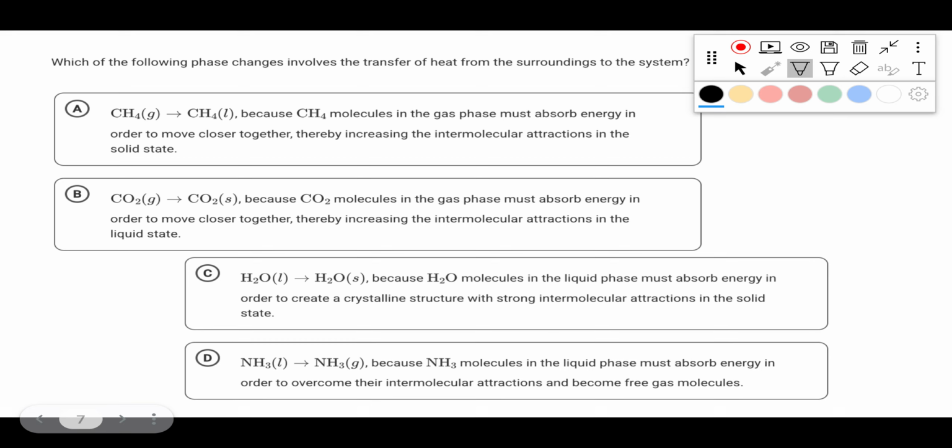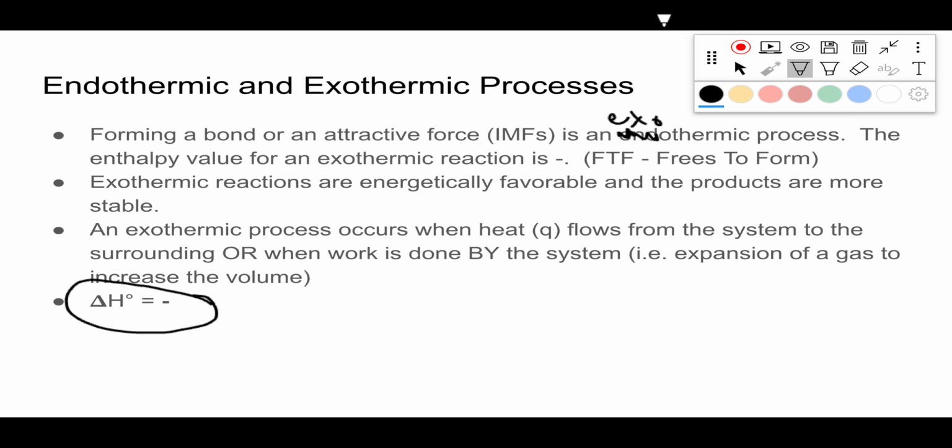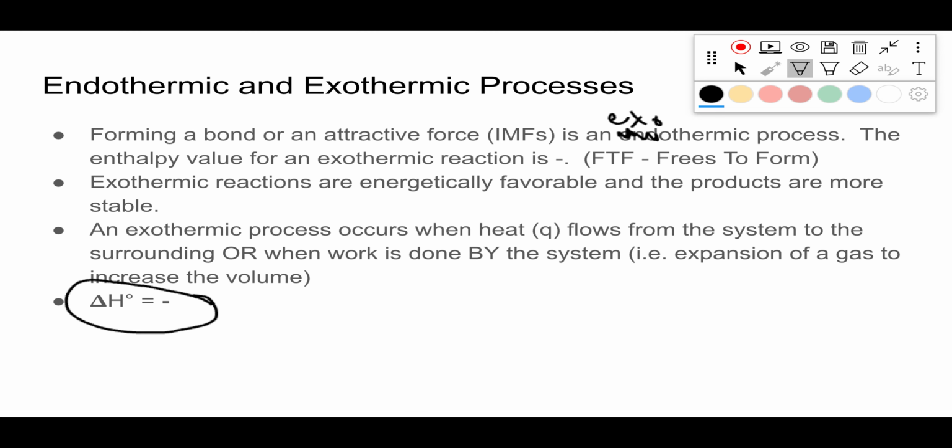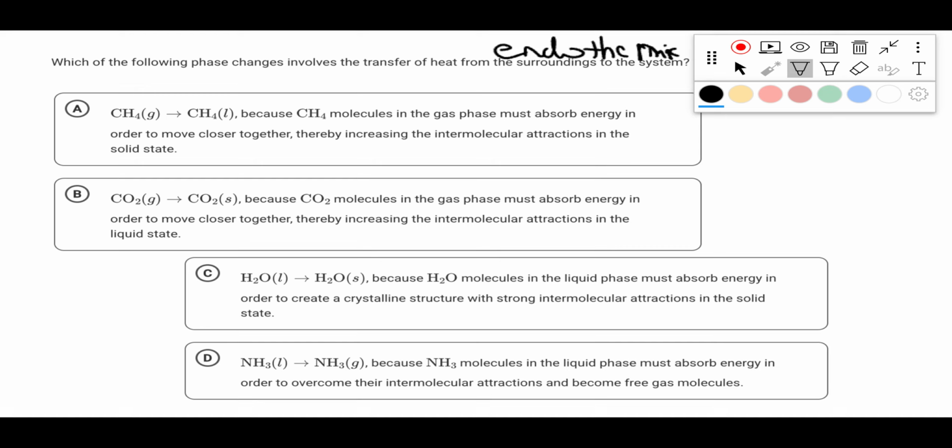Let's do one more. So it says, which of the following phase changes involves a transfer of heat from the surroundings to the system? Okay, so that's like our example that we had in the last one. So from the surroundings to the system. So that is going to be endothermic again. If we go back to our notes, endothermic, heat flows from surroundings to system. Exothermic, heat flows from the system to the surroundings. So we need to look at each of these and see what's happening and think about the phase change.